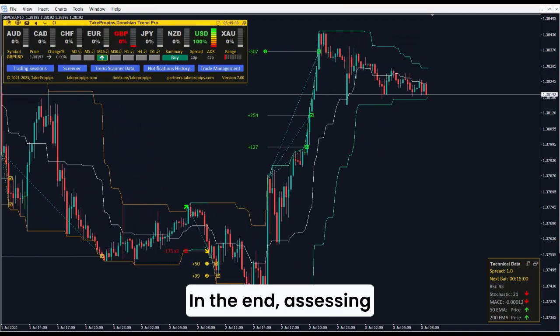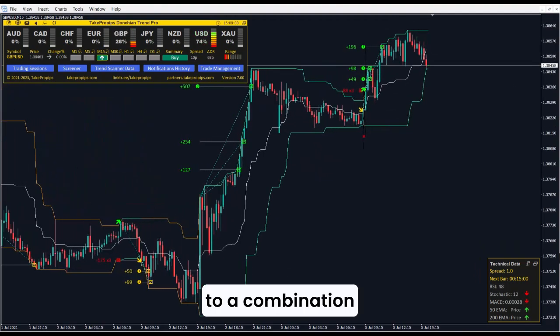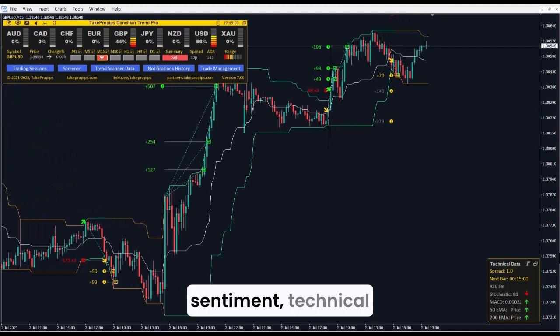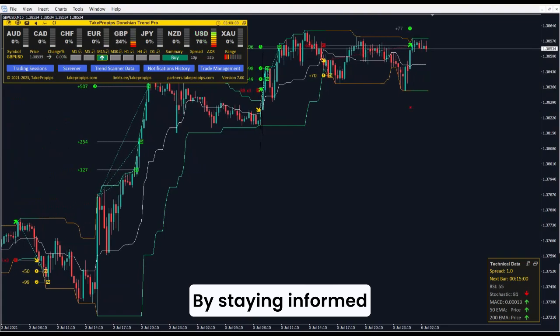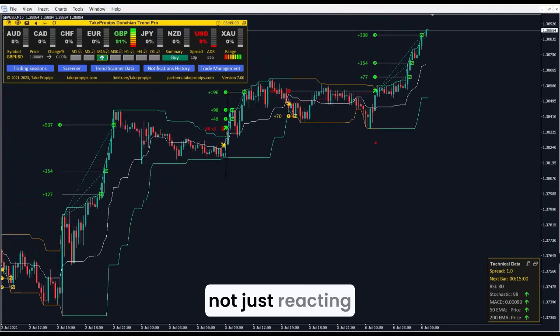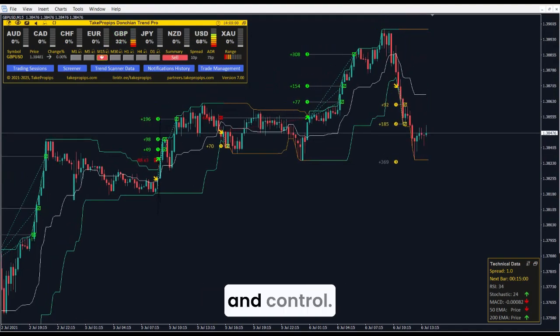In the end, assessing the impact of natural disasters in Forex comes down to a combination of fundamentals, sentiment, technical analysis, and automation. By staying informed and using smart tools, you're not just reacting to chaos, you're positioning yourself to trade with confidence and control.